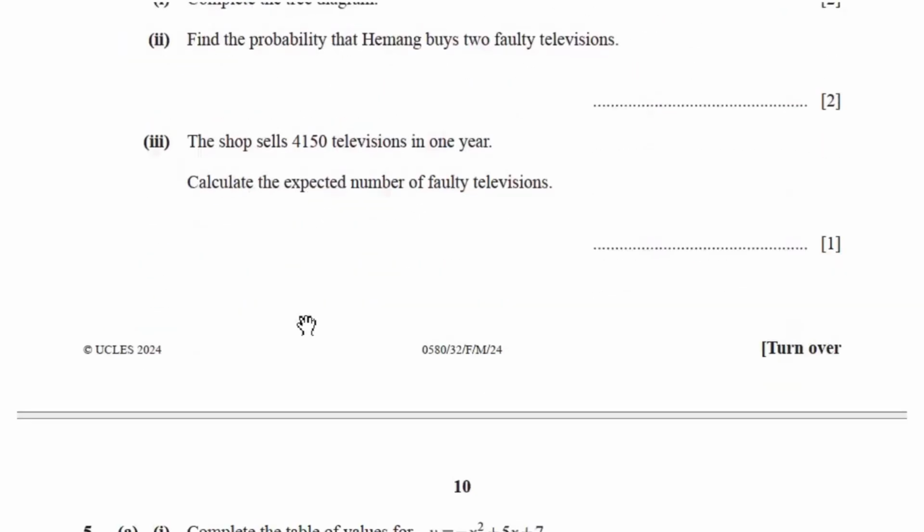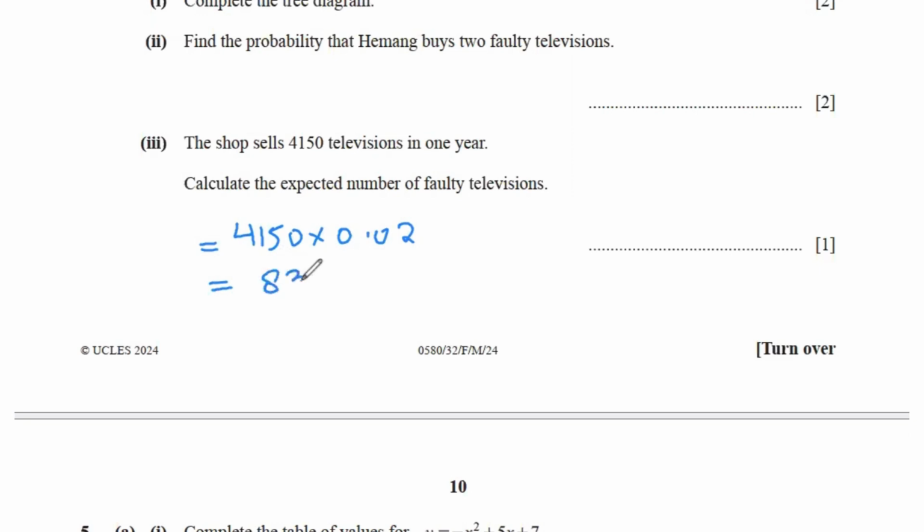Then it says the shop sells 4,150 televisions in 1 year. Calculate the expected number of faulty televisions. So for the expected number of faulty televisions, what we're going to do is multiply 4,150 with 0.02. And that is going to give us 83. So 83 televisions are expected to be faulty.